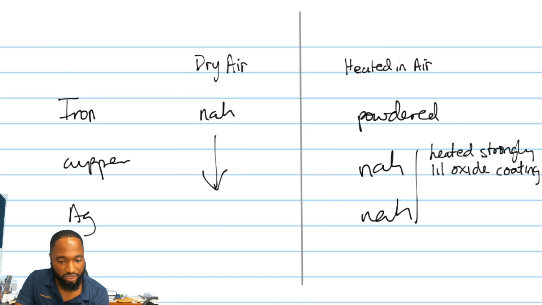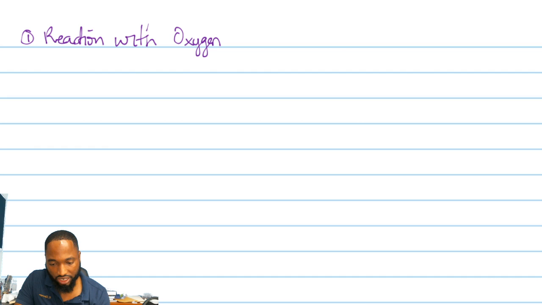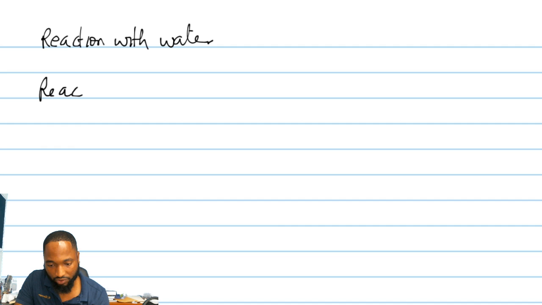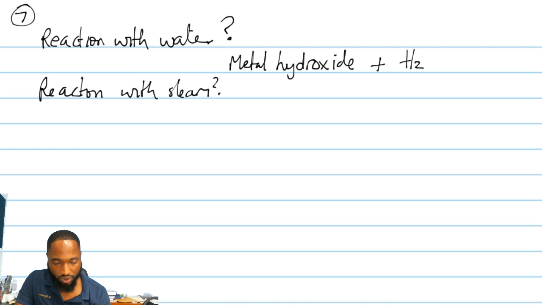Reaction with oxygen was number five, reactivity series, reaction in oxygen was number six, and reaction in water is number seven. So reaction in water is going to form, the only thing I really need to remember from this is the metal hydroxide and hydrogen. Now, if it reacts with steam, it's going to form the metal oxide and hydrogen.